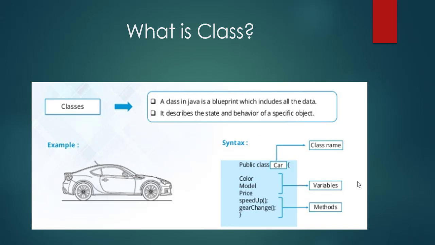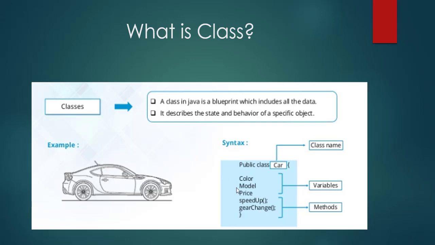Okay, so what are classes? Classes are used in object-oriented programming, where everything is represented in a class form. Same as in Java, a class in Java is a blueprint which includes all the data. Okay, we have a blueprint which includes all the data, members, functions. Example of a car. So this is a class, and the class name is car. Okay, it describes the state and behavior of a specific object. The state represents the objects and behavior represents the methods. We will discuss it in the next slide.